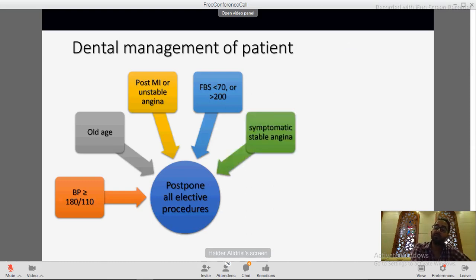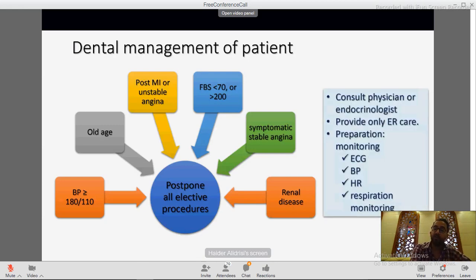If the angina is stable but symptomatic, for example, the patient develops chest pain whenever he walks, you have to postpone the elective procedure unless something dangerous and something disastrous will happen while the patient is lying on your chair. But you have to consult the physician or consult the endocrinologist about the blood glucose before doing this elective procedure, and he will do the correct management before you proceed with your surgery. But you can provide emergency care.